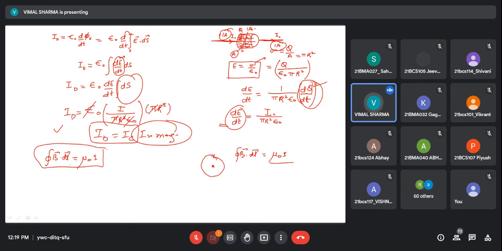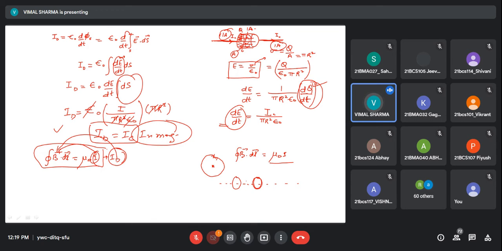I can see that conduction current is producing magnetic field. Now I have added one more term here, that is displacement current, and that is also producing magnetic field. This displacement current I can see in the region where electric field is varying, between the plates of the capacitor. So I'm interested in knowing how this displacement current varies with position between the capacitor plates.